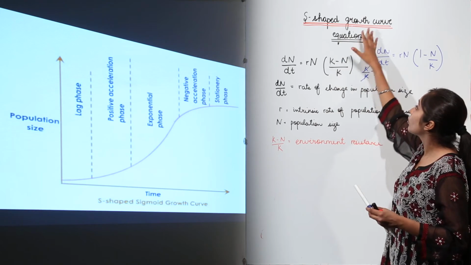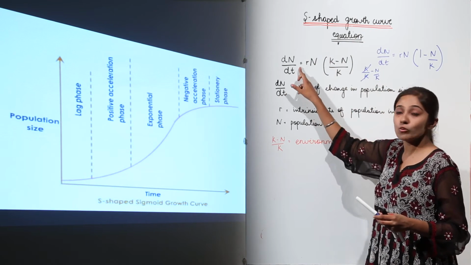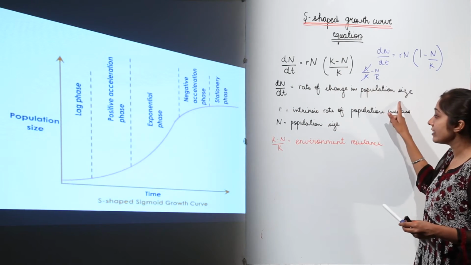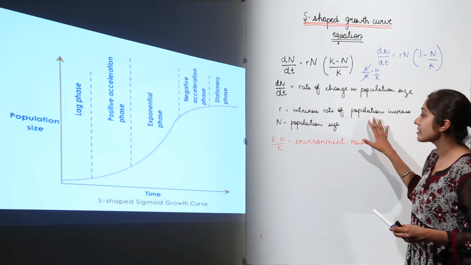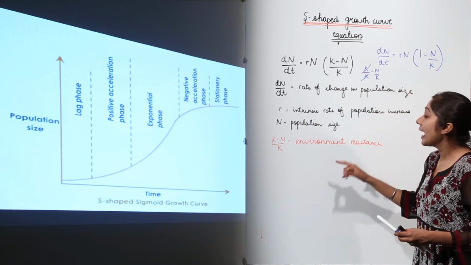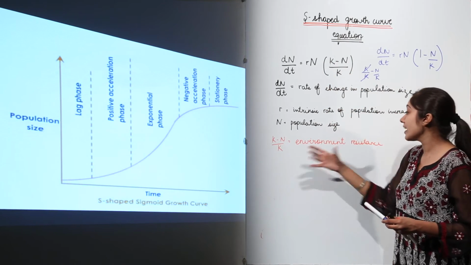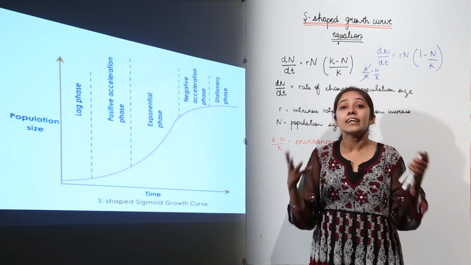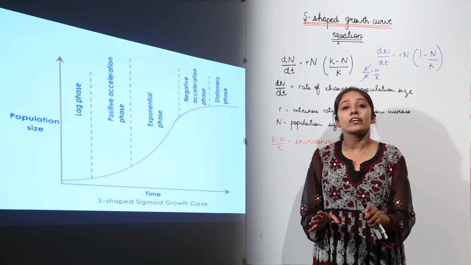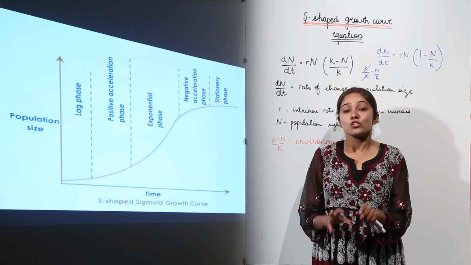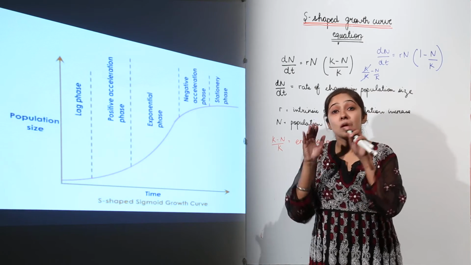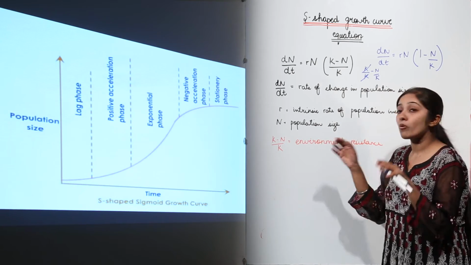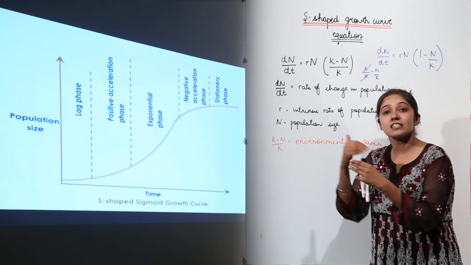So remember, the S-shaped growth curve equation is dN/dt = rN (K - N)/K. dN/dt is the rate of change in population size. r is the intrinsic rate of population increase and N is the population size. And this (K - N)/K represents the environmental resistance. As I told you, there cannot be such ideal conditions every time. There will be food shortage, predators, and competition. So this leads to limiting factors which limit the increase in the population to a certain level. So the environment poses a limitation to the increase in the population size.